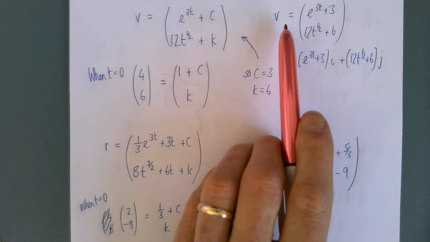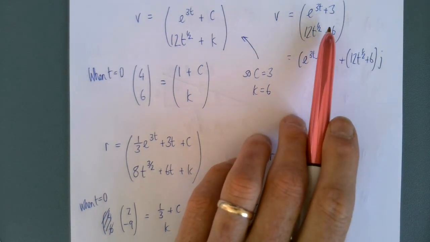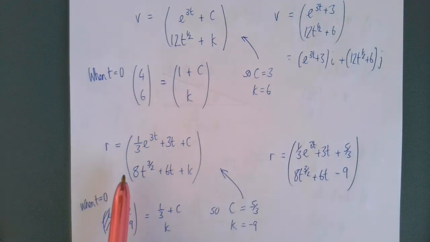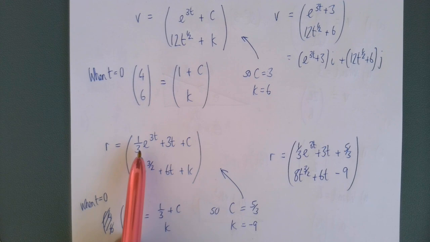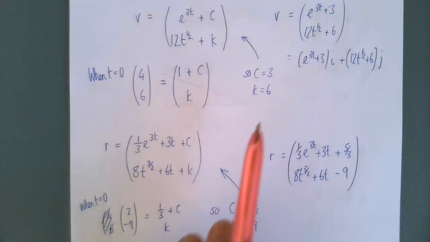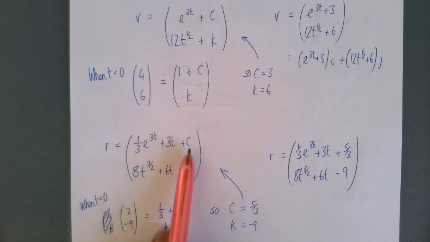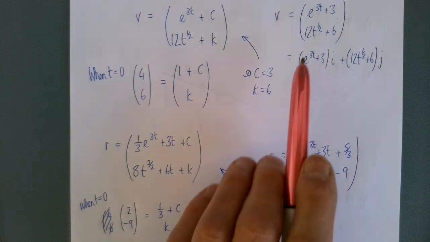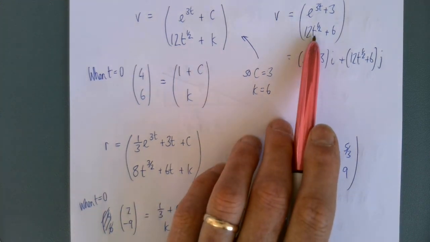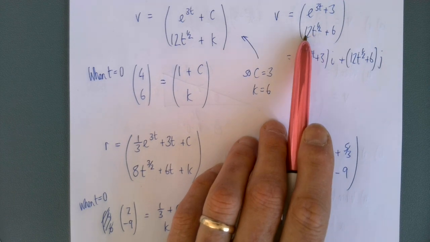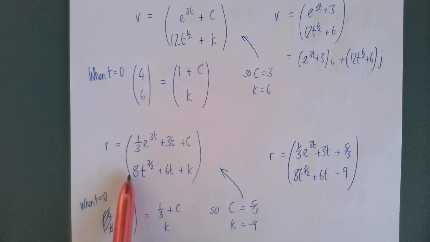Okay, so I took the formula for velocity and integrated it. So e to the 3t, the power stays the same, divide by what you get when you differentiate the power, which I chose to write as a third of. You could have written it over 3, same thing. 3, when you integrate, becomes 3t, and then we've got a constant. And then here we increase the power by 1 and divide by the new power. 12 divided by 3 over 2 gives you 8. 6 becomes 6t, and you've got another constant.